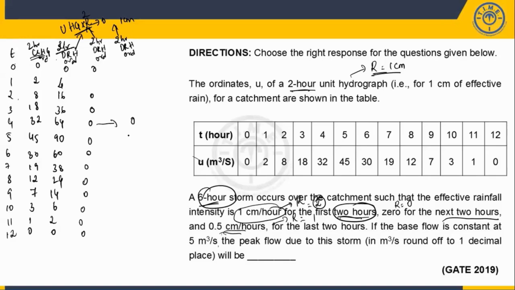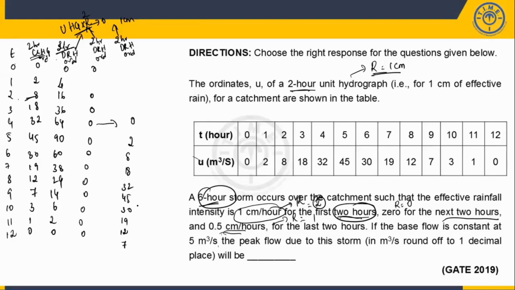0. What is the next value? 2. Good. 8. 18. 32. 45. 30. 19. 12. 7. Like that and so on.